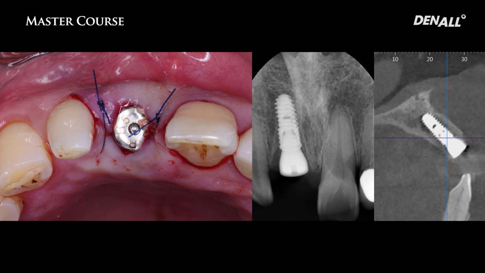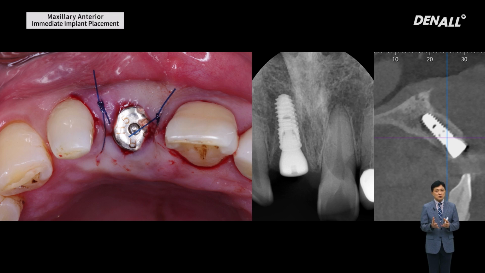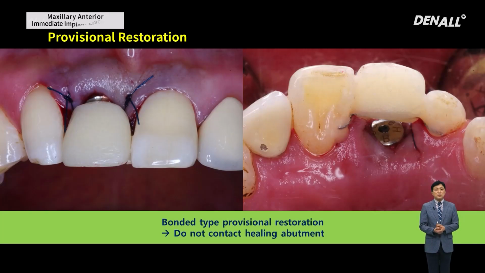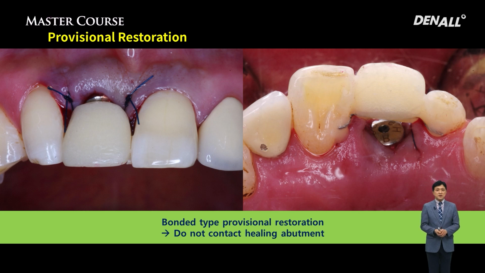Post-op periapical view and CT view. The labial bone, I believe, the implant itself is a little bit labially placed, a little bit worrisome. If you look at the CT, you understand it should have been placed a little bit palatally, but I couldn't do that. Next, the provisional restoration.